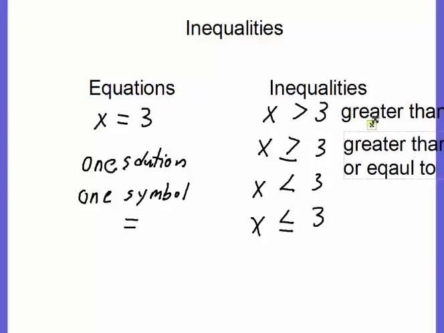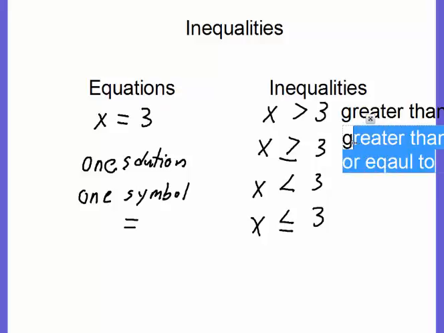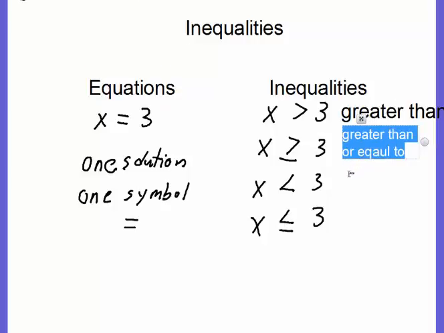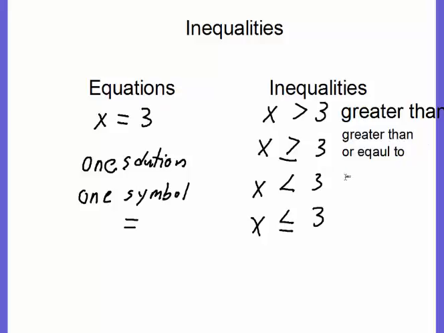This inequality symbol, if it has a line underneath it, aka a half equal sign, means there's equality inside our inequality symbol. So this is x is greater than or equal to 3. Again, here this is less than. And this symbol is x is less than or equal to 3. Again, because there's the little half equal sign on the bottom, there is equality in this inequality symbol.